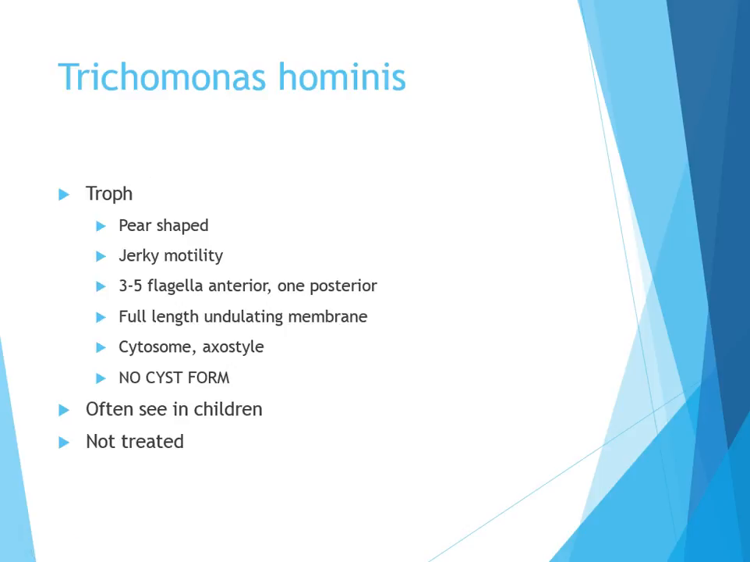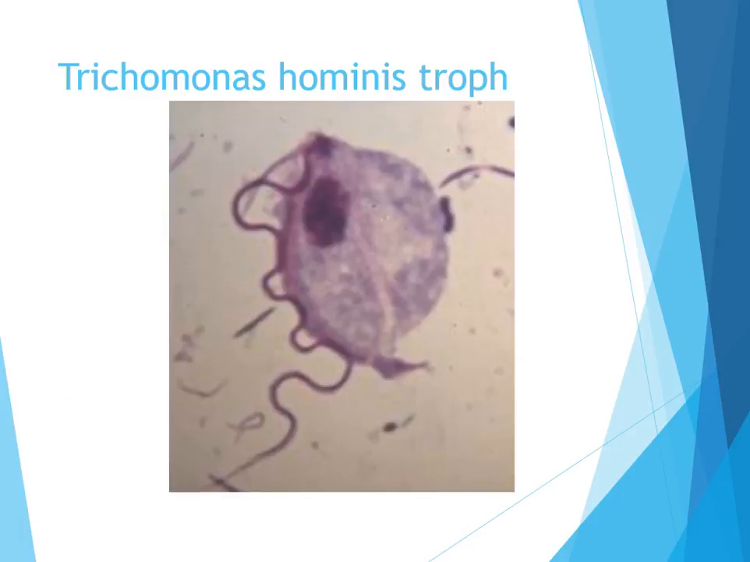It has a cytosome and an axostyle. There is no cyst form. This is usually seen in children. It's asymptomatic. It's not even treated. It's usually thought to be in contaminated milk.